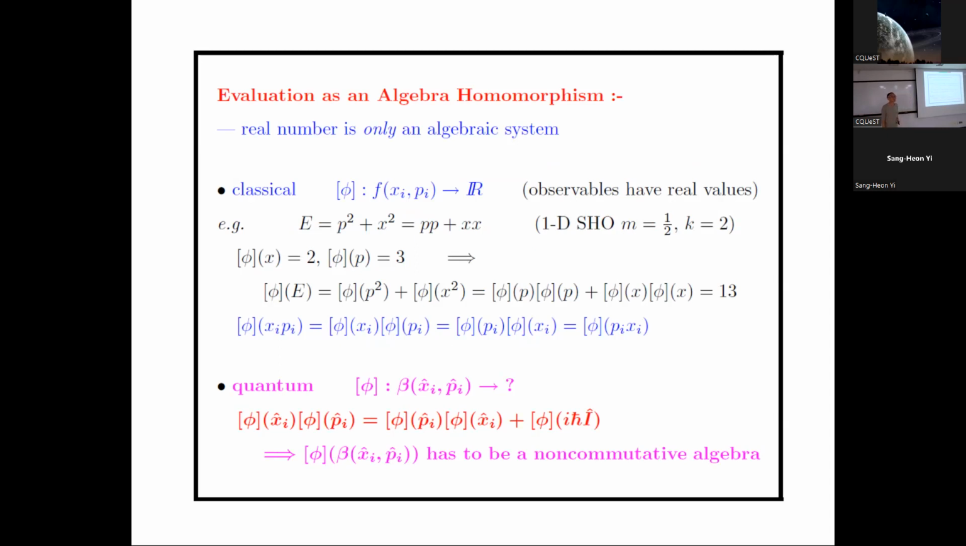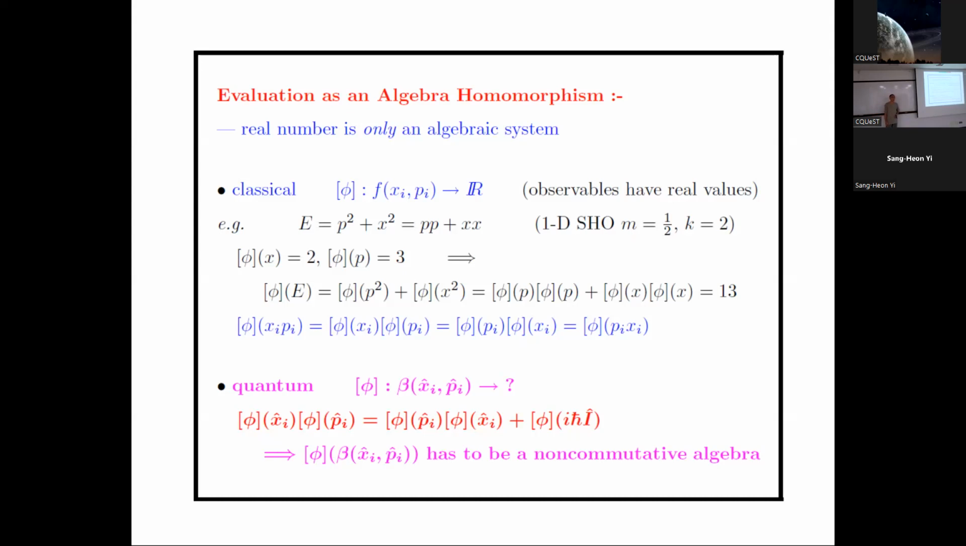So the meaning is that the position of the particle is 2. If the position is 2 and the momentum is 3, then E has to be 3 times 3 plus 2 times 2. That's the whole point about the algebraic homomorphism. And of course, when you apply it, for example, to the XP thing in quantum mechanics, this is just the evaluation of the Heisenberg commutation relation, right? Then it's clear that in order for this condition to be satisfied, the value of an observable like x cannot be a real number. It has to be an element of some non-commutative algebra.